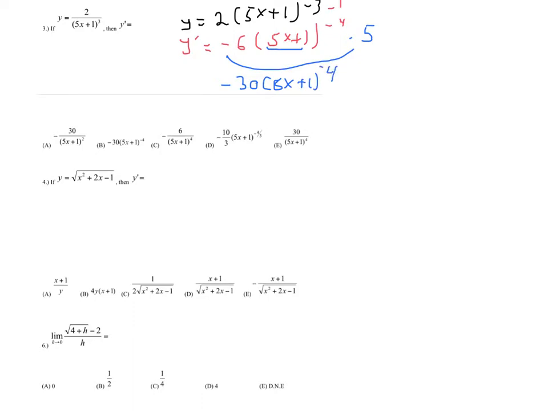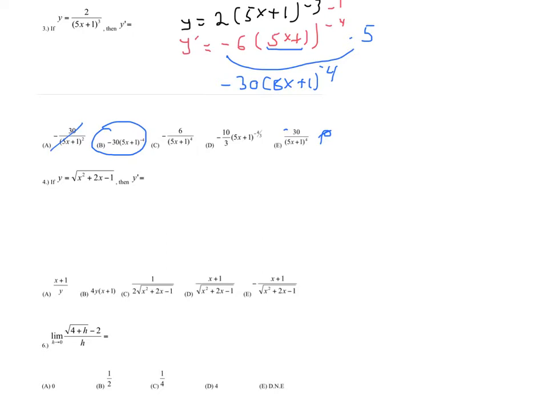4. So if we look at our answers, here we have negative 30, but it's not to the negative 4. Negative 30 times (5x plus 1) to the negative 4. It may have also looked like it was e, except e was not negative, so even though we could move that into the denominator to make it positive, that leading coefficient still has to be negative.